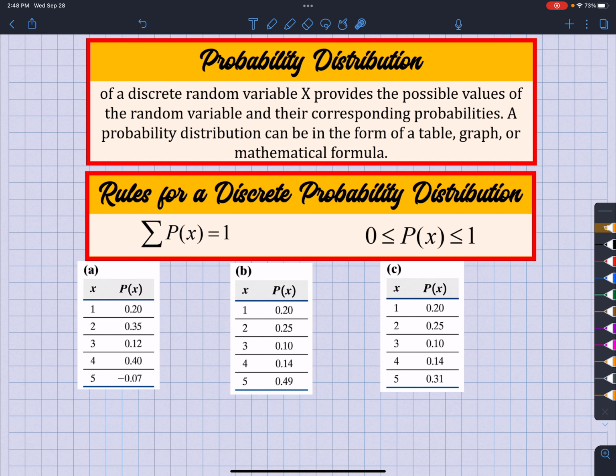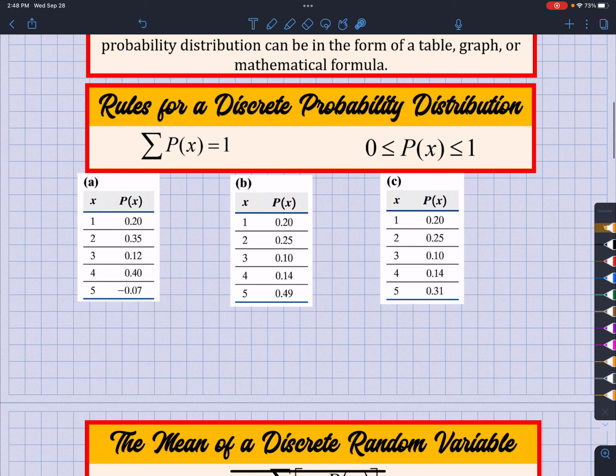So let's take a look at these three examples here. Let's look at A. When we look at this, we find an issue, and that's this one right here. Because this probability is less than 0, it's not between 0 and 1. This is not a discrete probability distribution, okay?